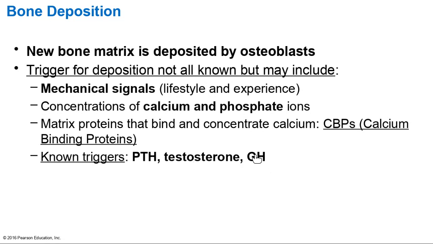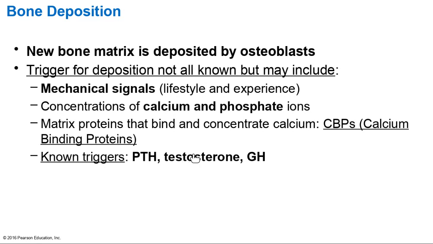And then there's growth hormone. Of course, growth hormone has the most direct effect on bone development during adolescence. Growth hormone has a direct effect at the epiphyseal plate to cause chondrocyte development. So its growth hormone effect is directly at the epiphyseal plate.